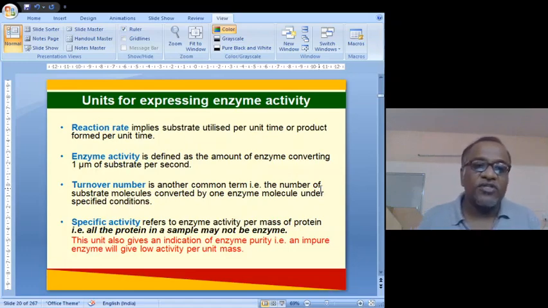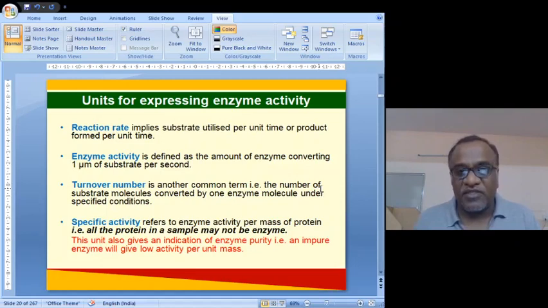Next, how to denote the activity of the enzyme. So units for expressing the enzyme activity. Number 1 is the reaction rate. This implies the substrate utilized per unit time or the product formed per unit time. Then enzyme activity is defined as the amount of enzyme converting 1 micromole of substrate per second. Then what is the turnover number?